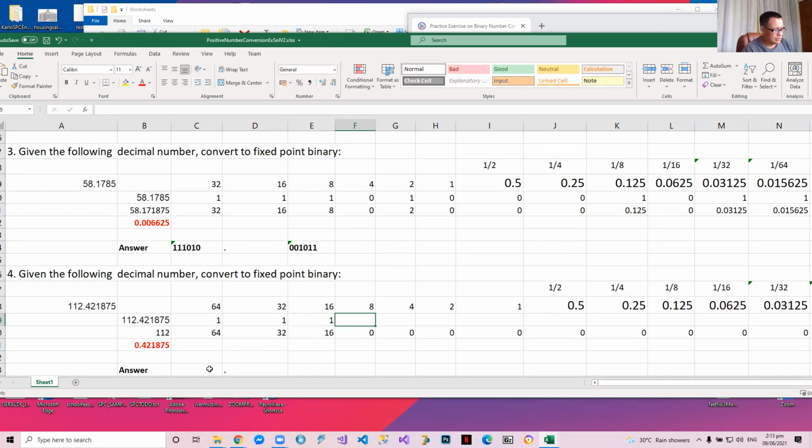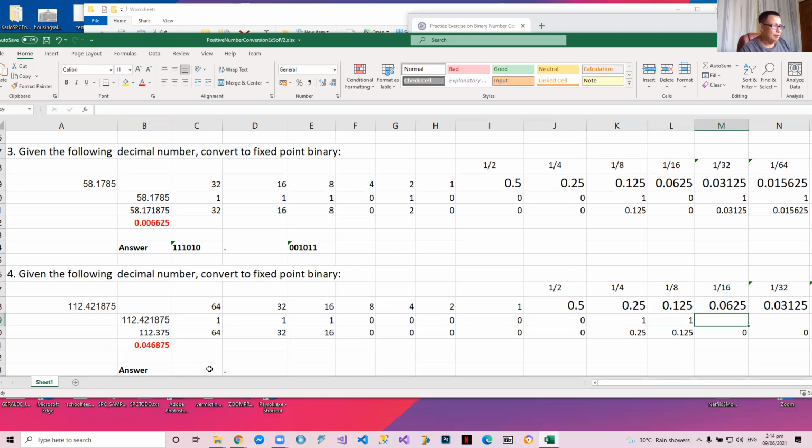0.4. So we cannot deduct an 8. We cannot deduct a 4, a 2. We cannot also deduct a 1. A 0.5. A 0.5 is bigger than 0.42. So we cannot deduct this. But 0.25 is smaller. So we can now deduct. 0.17 is okay. 0.171 is bigger than 0.125, so we can deduct this.